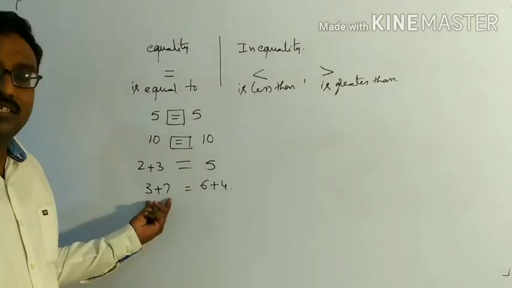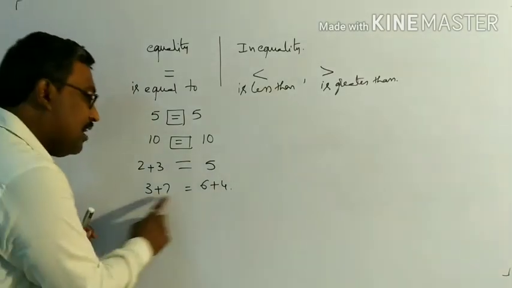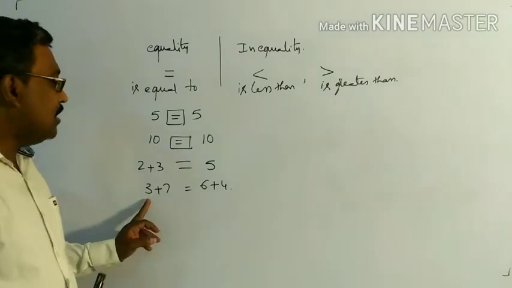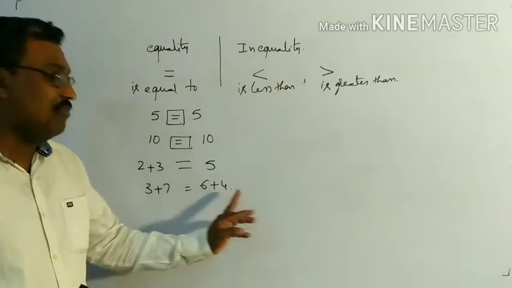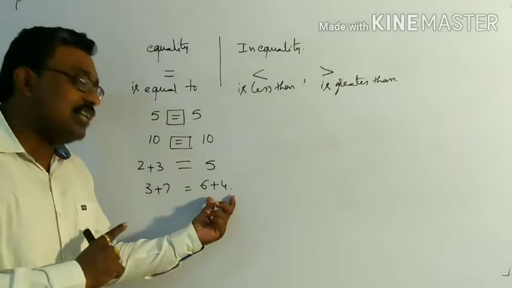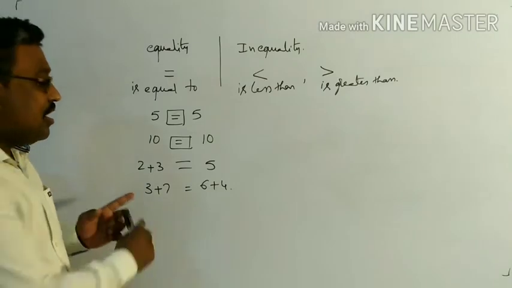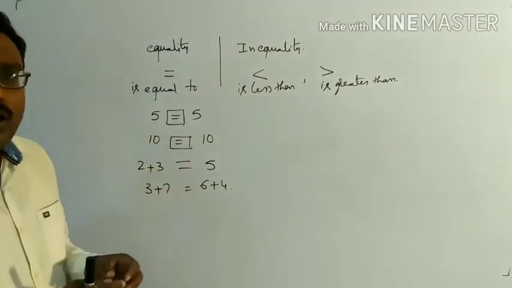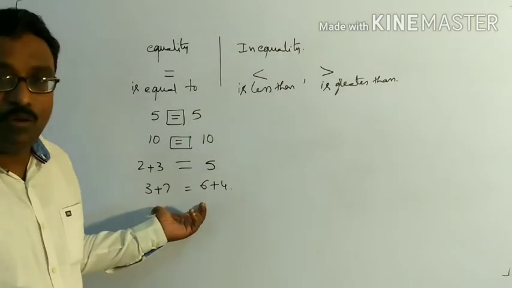Here in LHS two quantities are there. In RHS two quantities are there. Are they equal quantities? No. But their sum is equal. 3 is not equal to 6 or 3 is not equal to 4. 7 is not equal to 4 or 7 is not equal to 6. But if you add 3 and 7, and if you add 6 and 4, you will get equal quantity. Here 3 is less than 4, but 7 is more than 6. They are not equal, but their sum is equal.